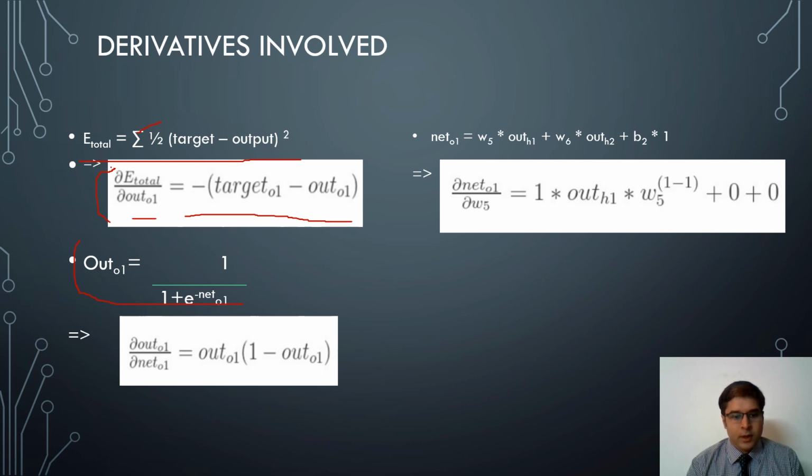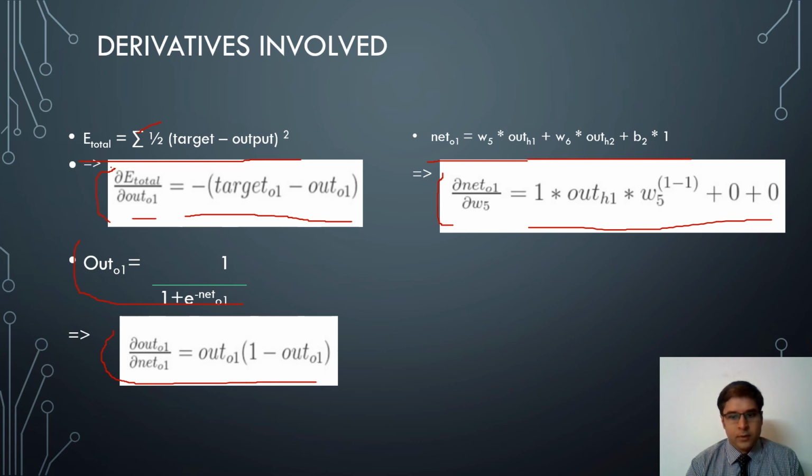Similarly, output O1 is a sigmoid function based on the local field net O1, the net at output node O1. So the partial derivative of output O1 with respect to net O1 is equal to output O1 into (1 minus output O1). Similarly for net O1, which is a function of the weights as shown here, if we take the partial derivative with respect to W5, it will come out to be this, if you know the differentiation formulas correctly.